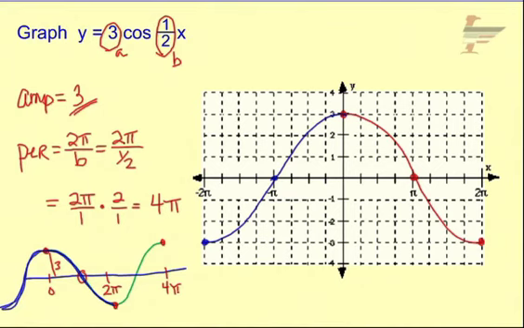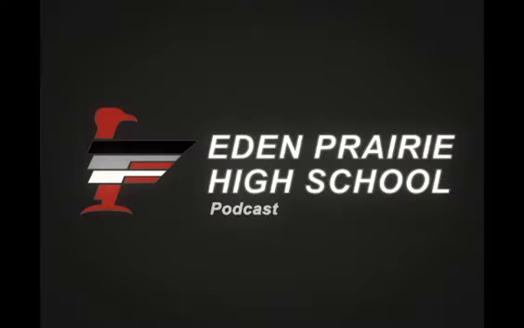So the 3 made the graph taller, the 1/2 stretched it out. It will take 4 pi to fit in one whole cycle.